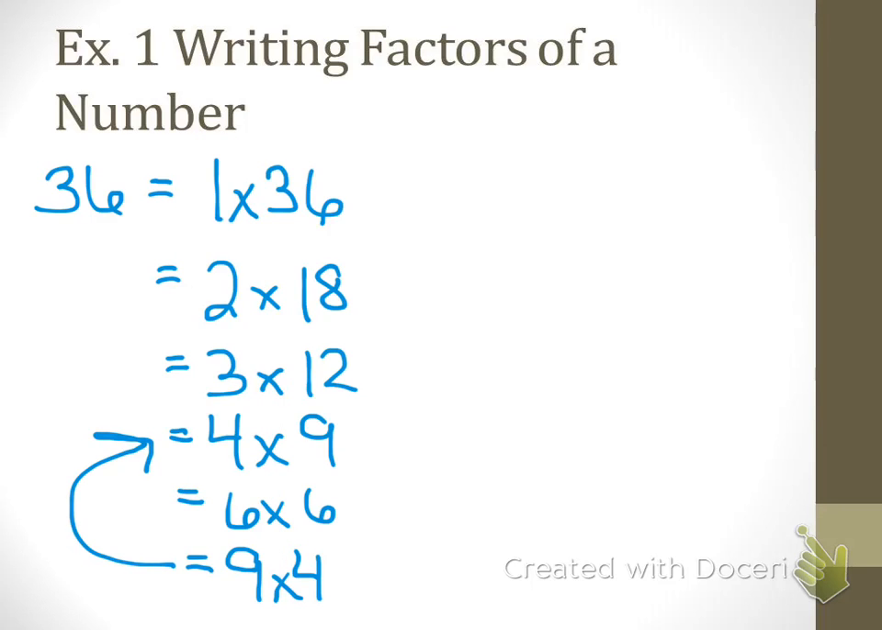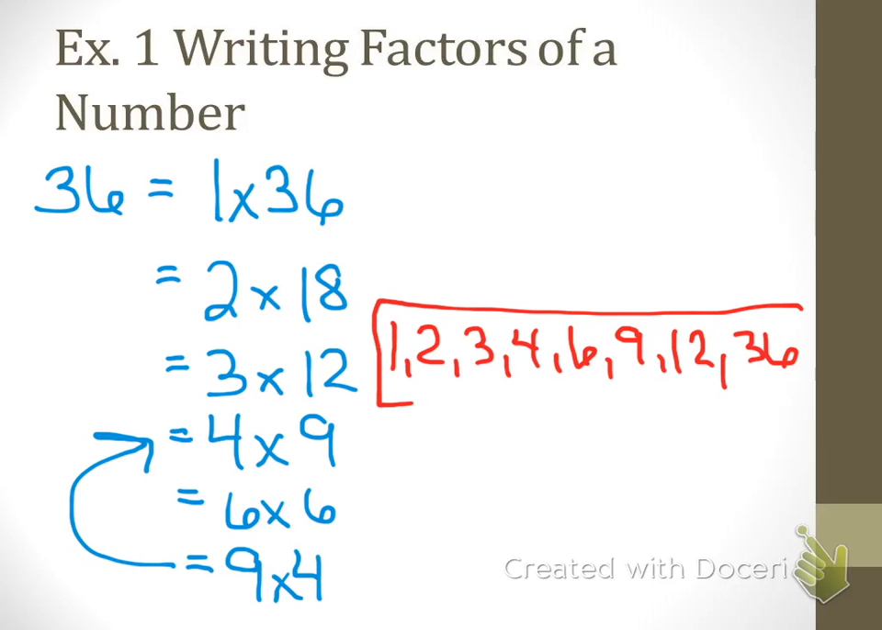Now that we have listed all of the numbers that multiply together to equal 36, we're going to list our factors least to greatest. So we start with 1, 2, 3, 4, 6, 9, 12, and 36. And this would be what you would box in. Oh, I'm sorry, I missed 18. Sorry about that. 18 and 36.